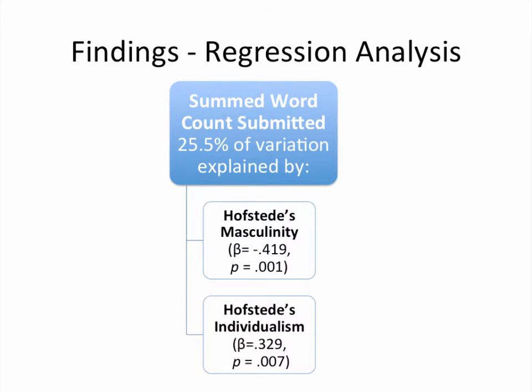Next, we looked at the summed word count submitted. We did this because some students had different styles of communicating in the chat. Some students posted many short messages, while others took time to construct longer paragraphs. In this case, the analysis highlighted that 25.5% of the variation between students could again be explained by two cultural traits: Hofstede's masculinity and individualism.